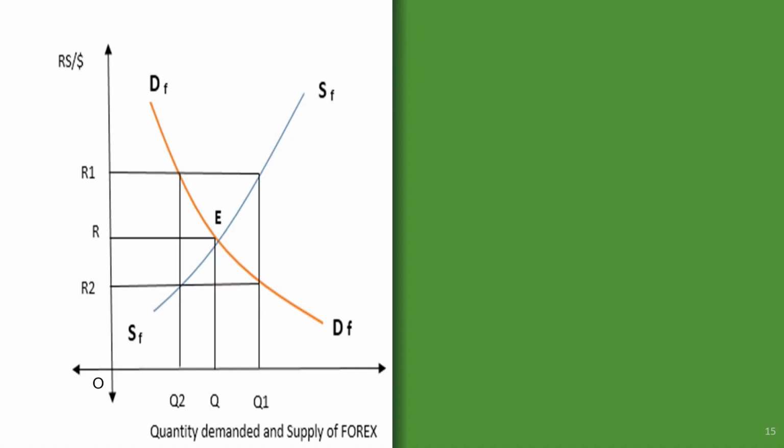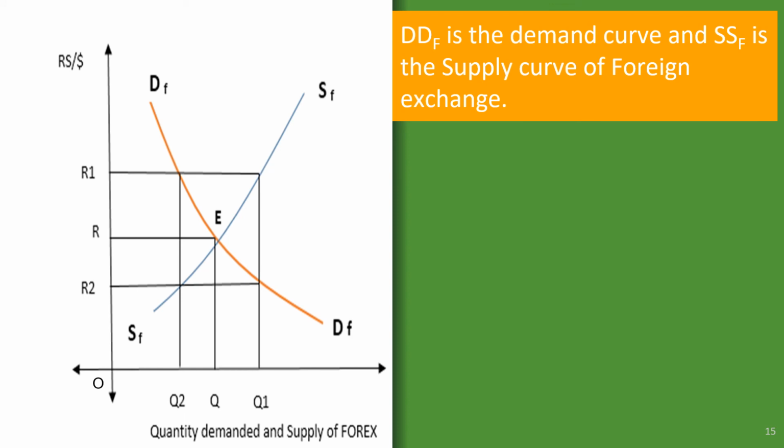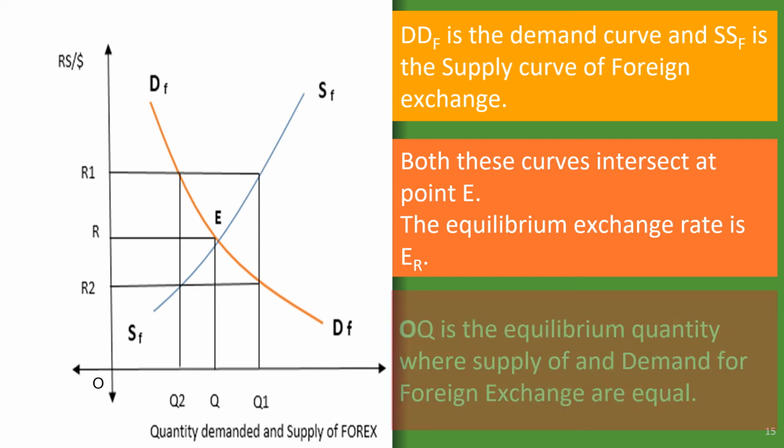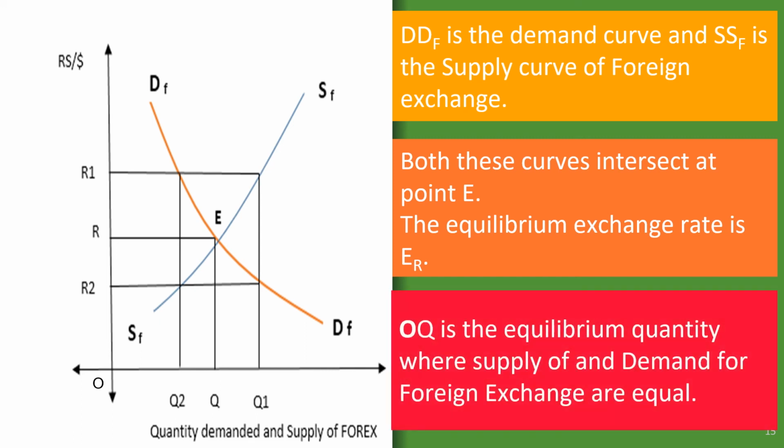Let us learn how to explain the diagram. Firstly, you have to say that the foreign exchange rate is measured on the y-axis and the quantity demanded and supplied of foreign exchange is measured along the x-axis. And then we can go on and say that DF is the demand curve and SF is the supply curve of foreign exchange. Both these curves intersect at point E. The equilibrium exchange rate is OR. OQ is the equilibrium quantity where supply of and demand for foreign exchange are equal.